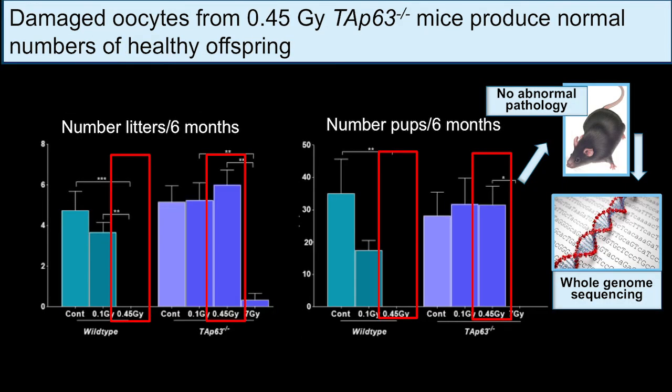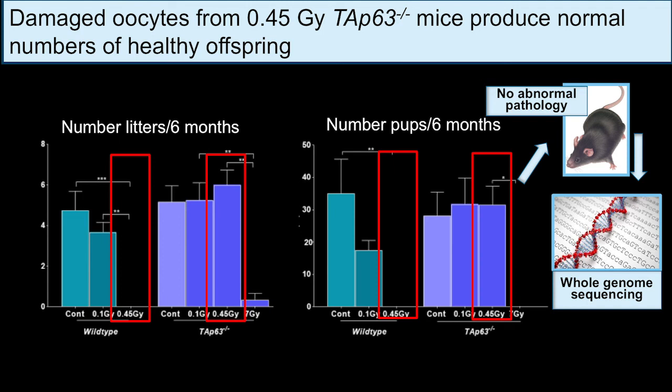But what about offspring? We get normal pre-implantation embryonic development, but do we get normal offspring? And so these graphs just show you the number of litters and the number of pups in our wild type and our P63 animals, and just focusing in on the 0.45 gray dose. In the wild types, you'll see that there are no litters and no pups. These animals are infertile because all of the primordial follicles have been destroyed. In the P63 knockout females, we were able to rescue the primordial follicles from a radiation-induced death, where we've been able to show that there is an induction of a DNA damage response and induction of a DNA repair response. These females do in fact have normal numbers of litters and normal numbers of pups.